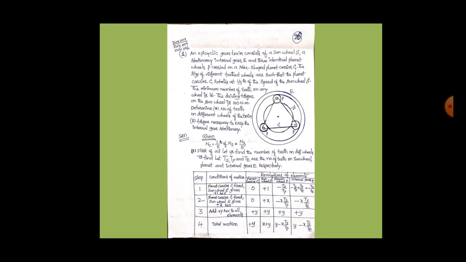Next, he has given the driving torque on the sun wheel, meaning the torque which is developing in the sun wheel is 100 Newton meter. Torque is nothing but force into radius. That is why the units are Newton meter in SI. So determine the number of teeth on the different wheels of the train. I should determine the number of teeth on the sun wheel S, that is TS, the number of teeth on the planet wheel, that is TP, and the number of teeth on the internal gear E, that is TE. So I should find the number of teeth on all the 3 wheels.